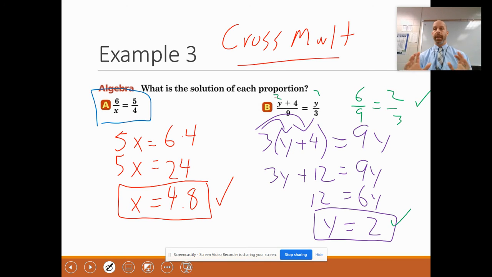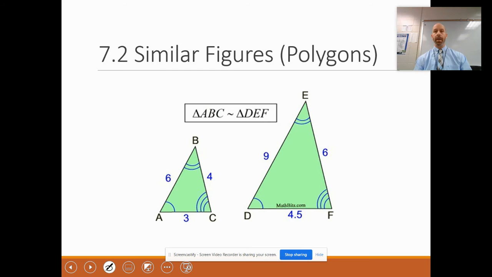So this is probably the slide that you're most comfortable with because you did a lot of this in Algebra 1. All right, so let's move on to section 7.2. This is where we get into the geometry of things, and everything back in 7.1 is just to kind of get us geared up for here.